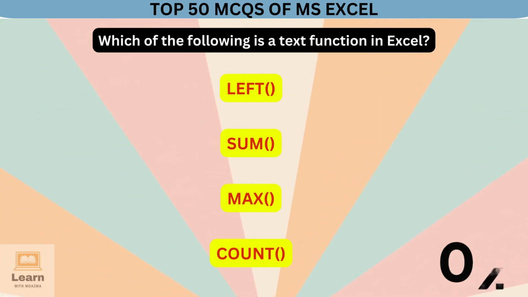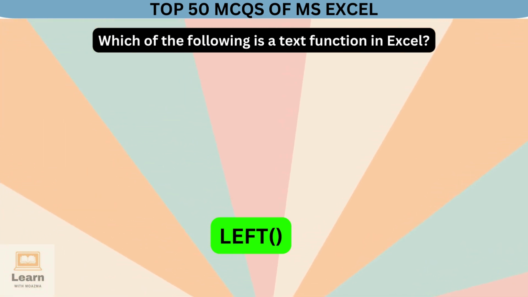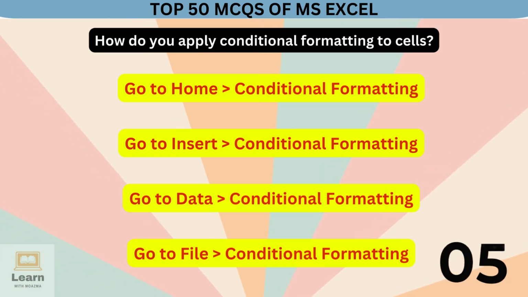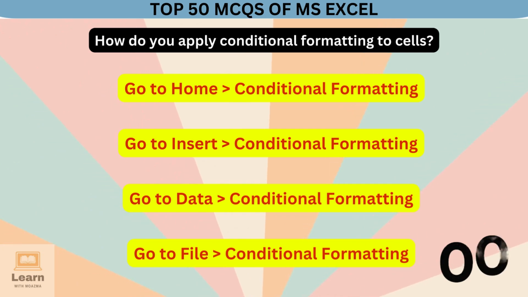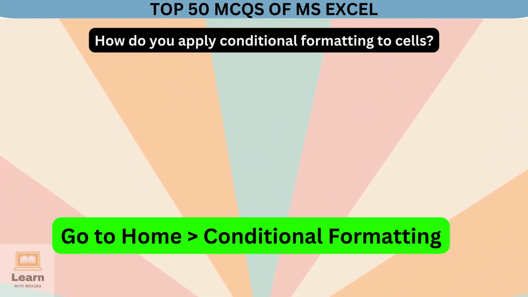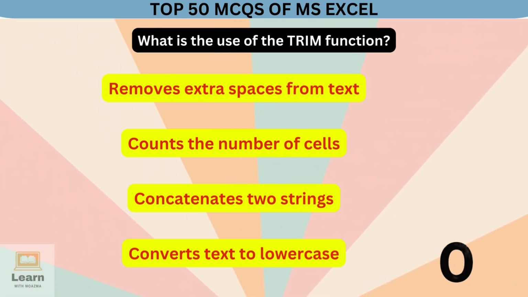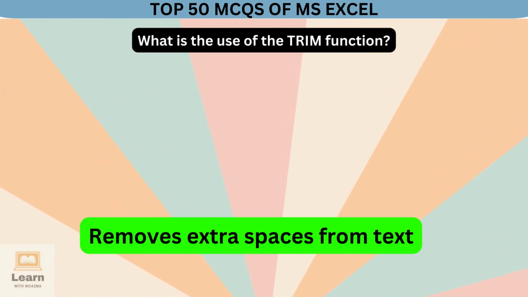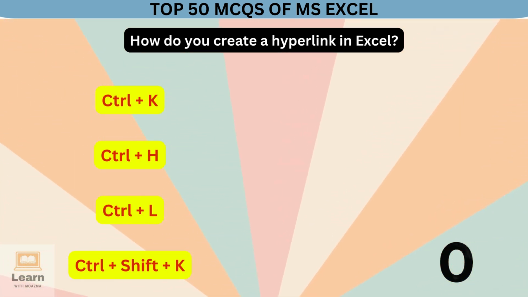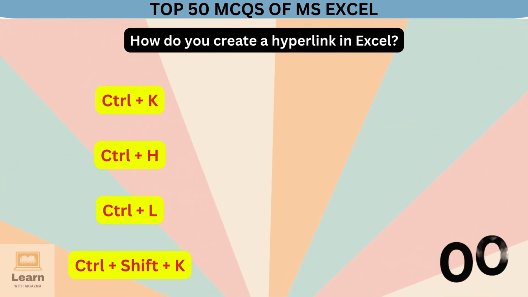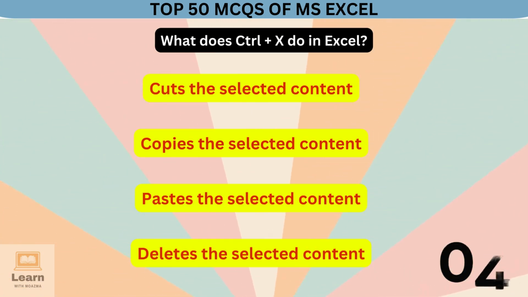Which of the following is a text function in Excel? How do you apply conditional formatting to cells? What is the use of the trim function? How do you create a hyperlink in Excel? What does Control plus X do in Excel?